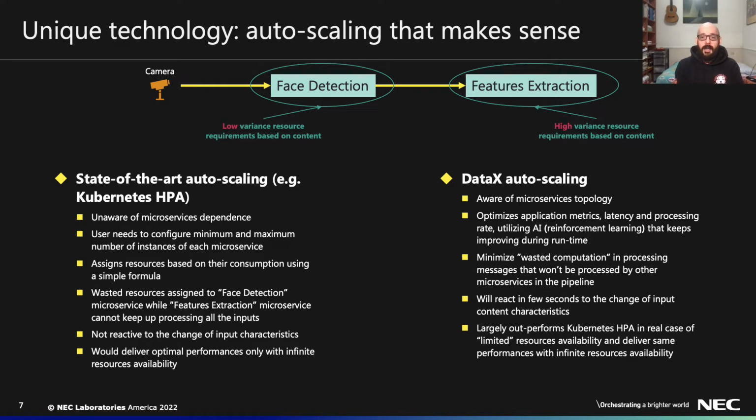On the other side, DataXe is aware of the topology of microservices and tries to optimize application metrics such as latency and processing rate. It uses AI techniques, specifically reinforcement learning, to decide how to scale the microservices. In this way, we minimize the amount of wasted computation, and this technique will outperform Kubernetes HPA in all practical deployments.